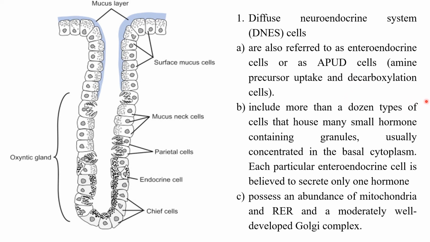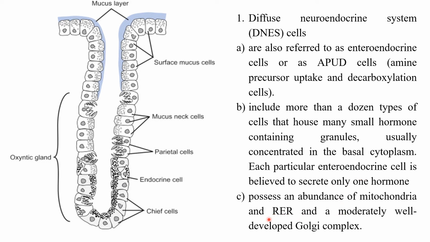Let us not discuss in detail the functions of these cells, which we are going to study in the coming classes. These cells also include more than a dozen types of cells that house many small hormone containing granules, usually concentrated in the basal cytoplasm. Each particular enteroendocrine cell is believed to secrete only one hormone. That means there is no multiple hormone secretion. Only one hormone is secreted by these APUD cells.